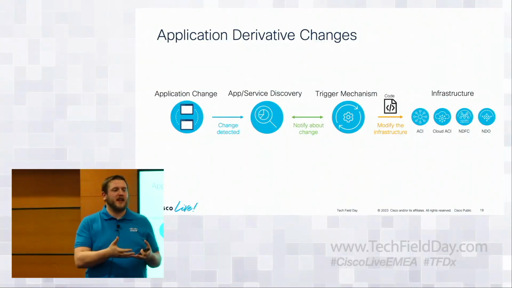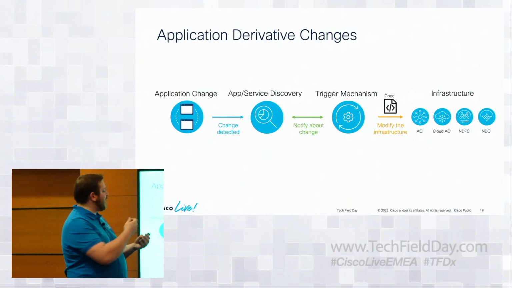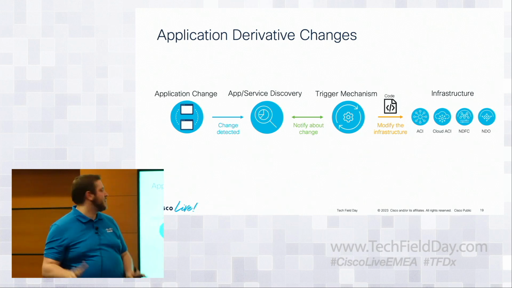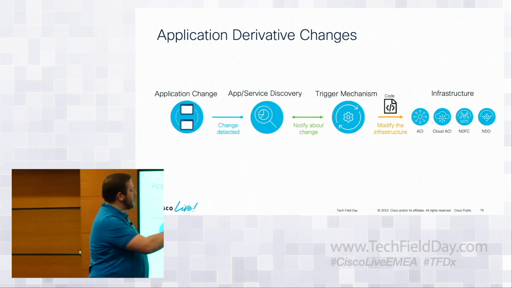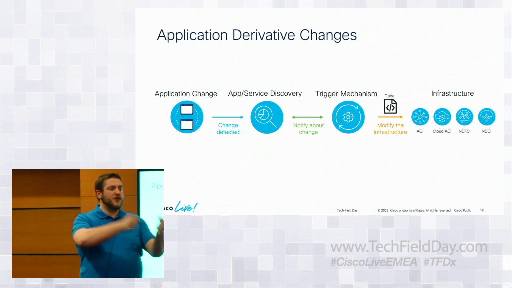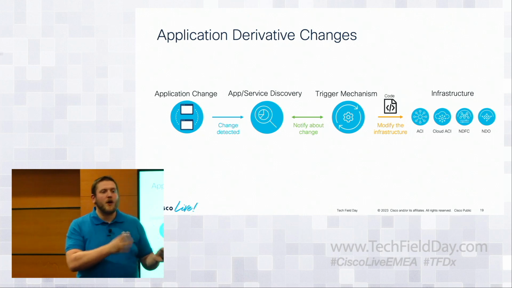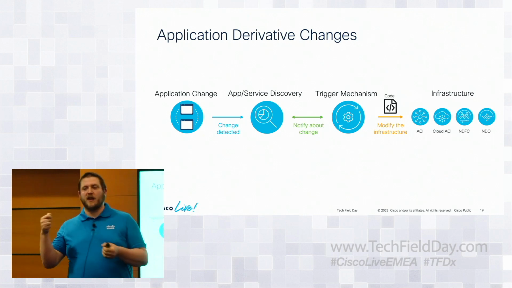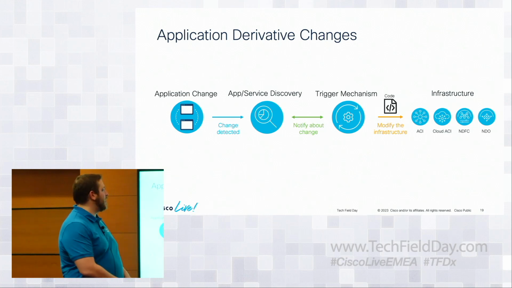Application derivative change is the idea that an application will change state in some way, and then we're going to use a detection mechanism to discover that change. Any service discovery, monitoring, anything of that sort. And then we are going to use some kind of notification between this discovery and a trigger to make a change to our infrastructure. And how are we going to make that change to the infrastructure? It's using automation, it's using infrastructure as code, it's using all of the things we just talked about.